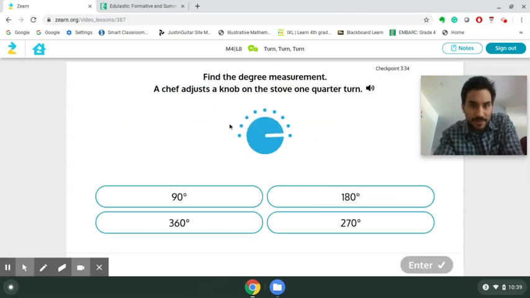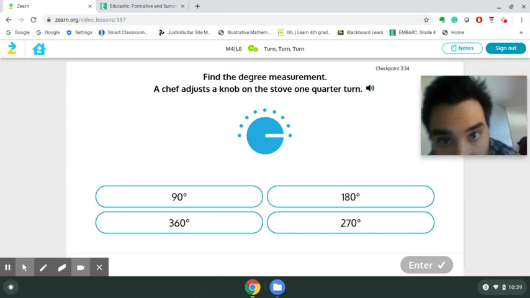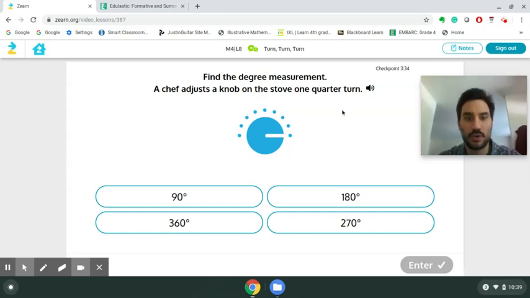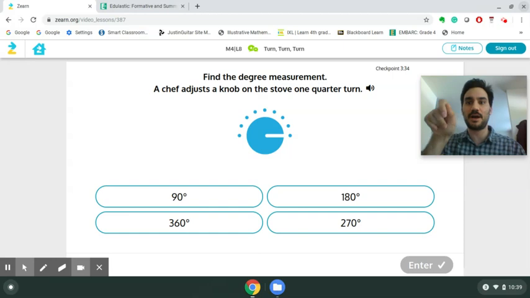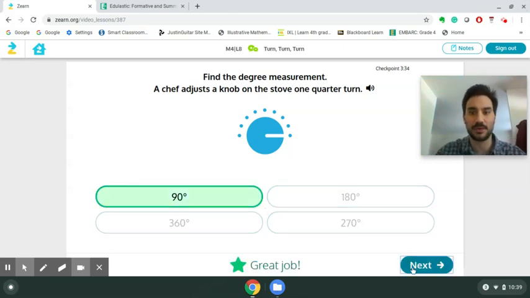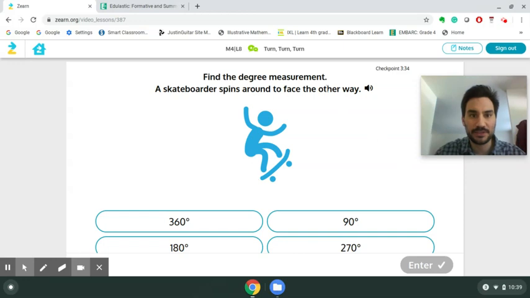All right, find a degree measurement. A chef adjusts a knob on the stove 1/4 turn. So it's like switching that knob from facing up to facing 1/4 turn. We know 1/4 turn equals 90 degrees. Nice work.